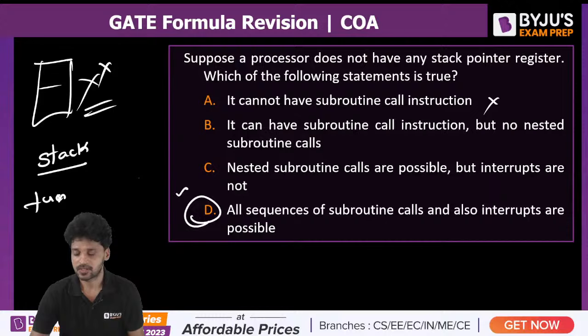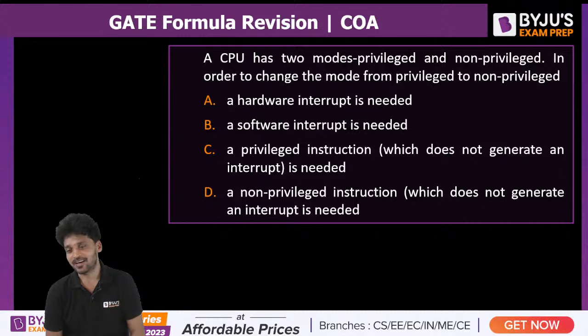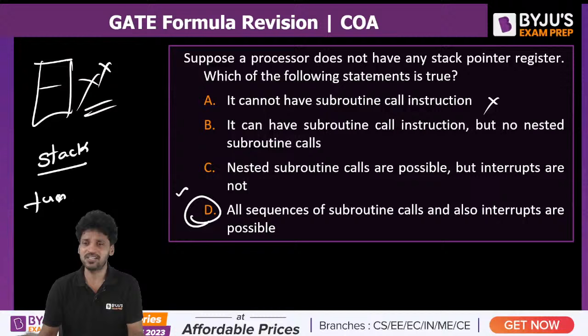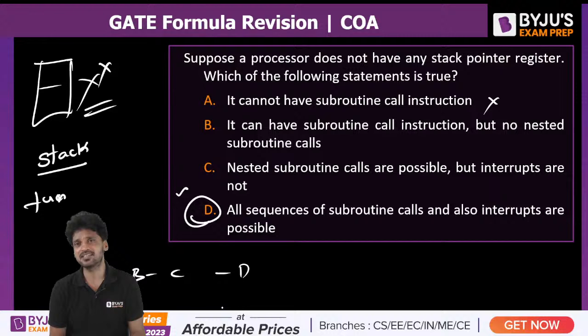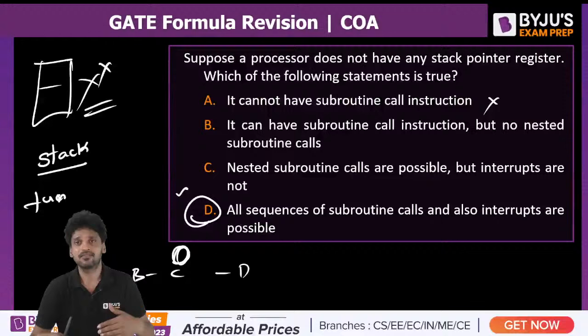Most of the people fall into the exact trap that has been set in this question. Sir, nested subroutines means recursion? Why is a nested subroutine recursion? Understand. A calls B, B calls C, C calls D is the nested subroutine. But recursion is C calling C, C calling C, C calling C. If a function calls itself repeatedly, that comes under recursion. If I call myself, that comes under recursion, right?